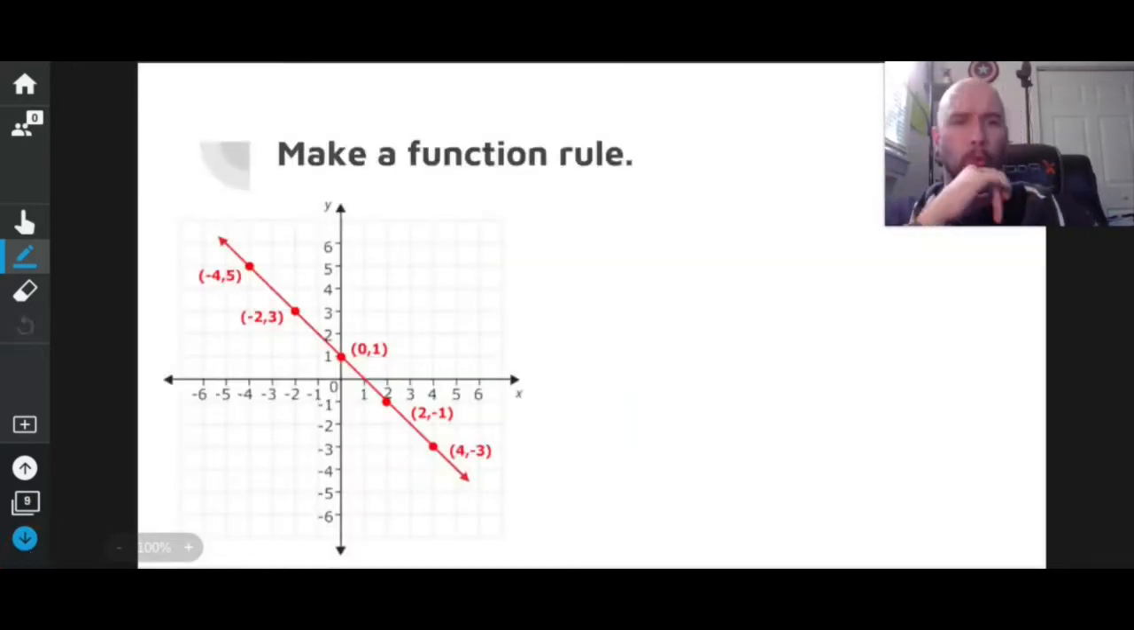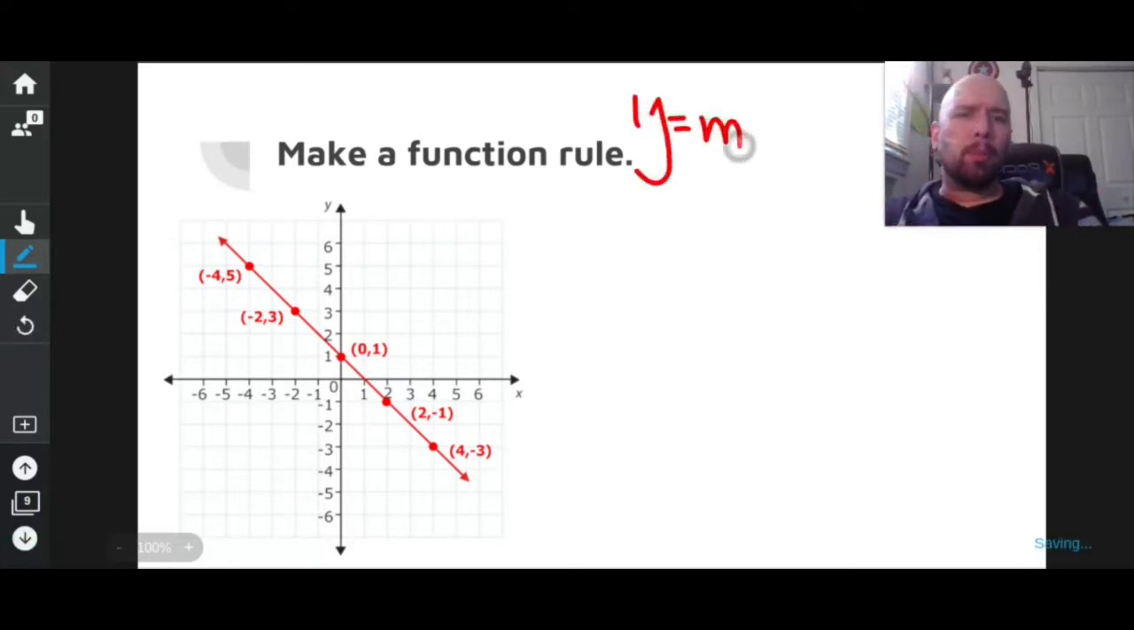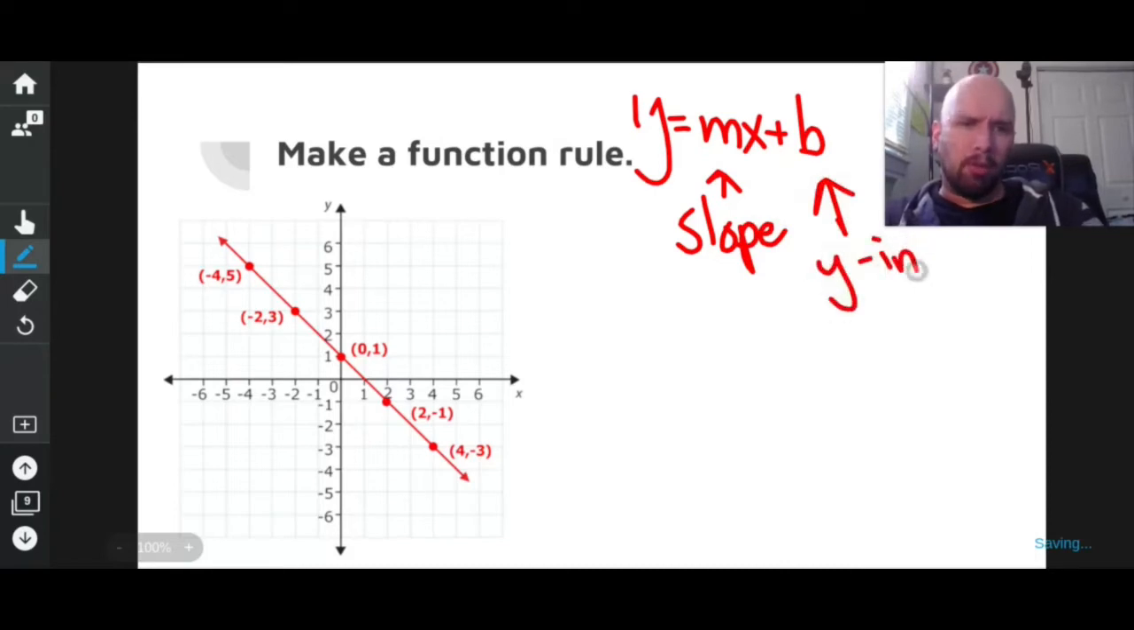Make a function rule. Listen. Yes, y equals mx plus b. But remember, m stands for the slope, and b stands for the y-intercept. So why don't I just use rise over run and see what I'm looking at to find the slope and the y-intercept? Let me pick 2 points, that guy and that guy. Let me look at my graph. Everything goes by 1. Everything's normal.